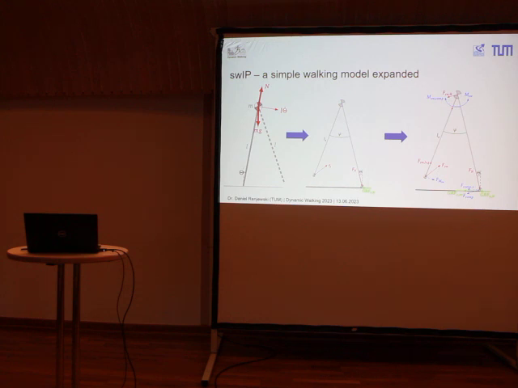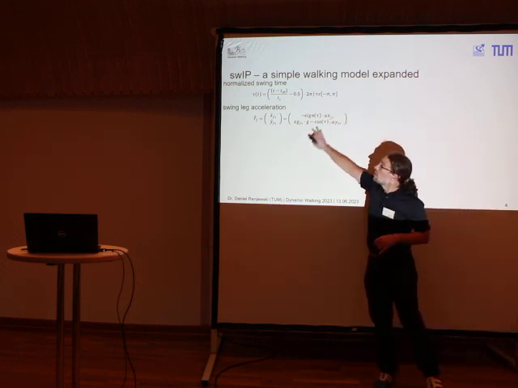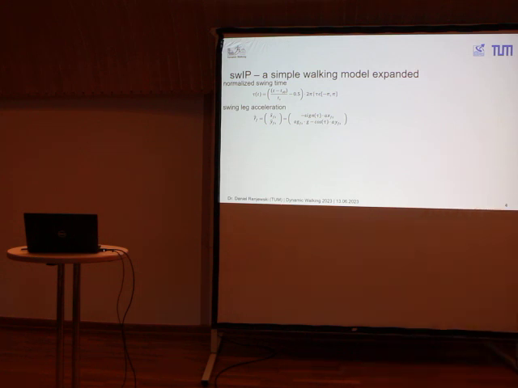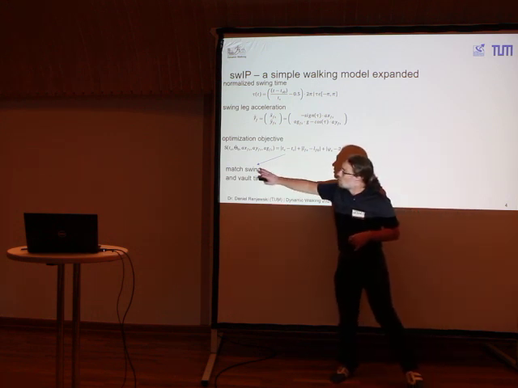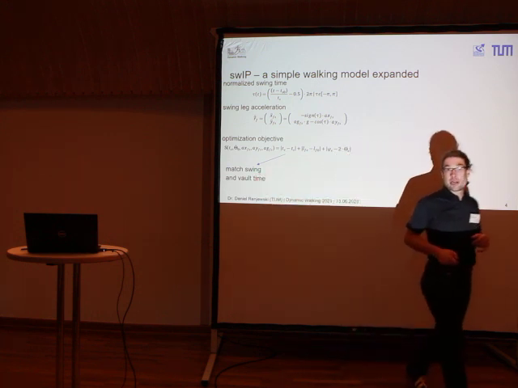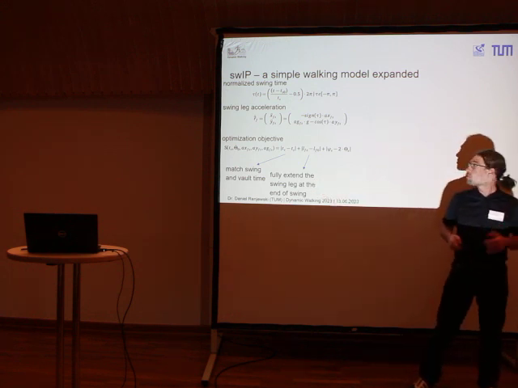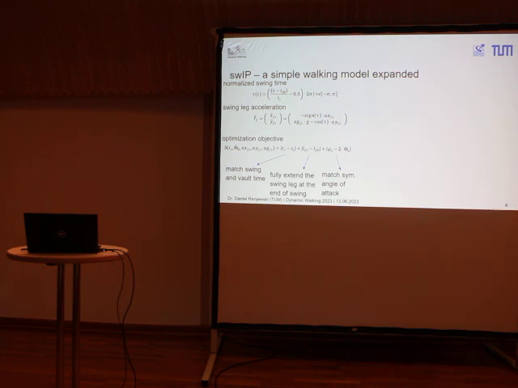And I put that into equations of motion. I parameterized the time for swing and formulated 2 parametric accelerations for the swing leg. And then I asked an optimizer to actually find me a solution where the swing time matches the vaulting time, where the leg is fully extended at the end of swing, and we have a matching symmetric angle of attack.